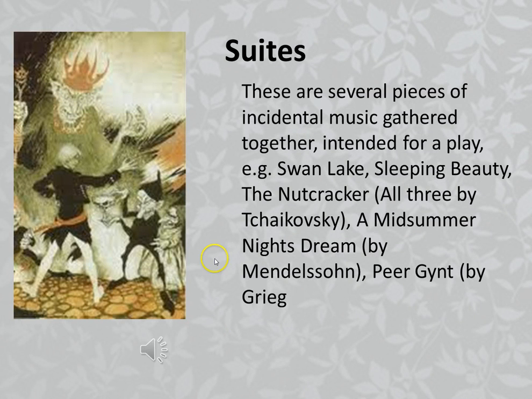And the last one is the suites, and I'll play this one as I'm talking. These are several pieces of incidental music gathered together intended for a play. For example, Swan Lake, Sleeping Beauty, The Nutcracker, all three by Tchaikovsky, A Midsummer Night's Dream by Mendelssohn, and Peer Gynt by Grieg. And this is part of the Peer Gynt suite, In the Hall of the Mountain King. It's a very famous piece, and I'm sure you've all heard it before.